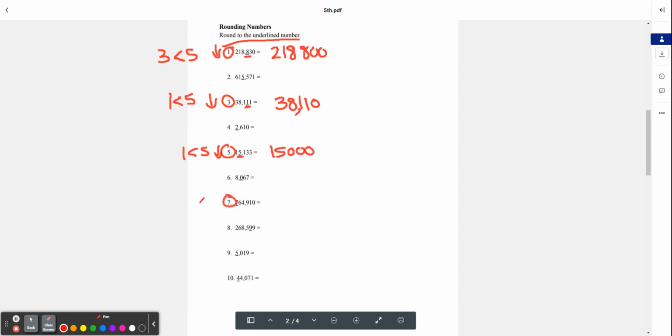7. 764,910. We have 7 underlined. To the right, we have 6. And 6 is greater than 5. So we're going to round up. We'll get 800,000 as our answer. 9. 5 is underlined. To the right, we have 0. 0 is less than 5. We're going to round down. We get 5,000.